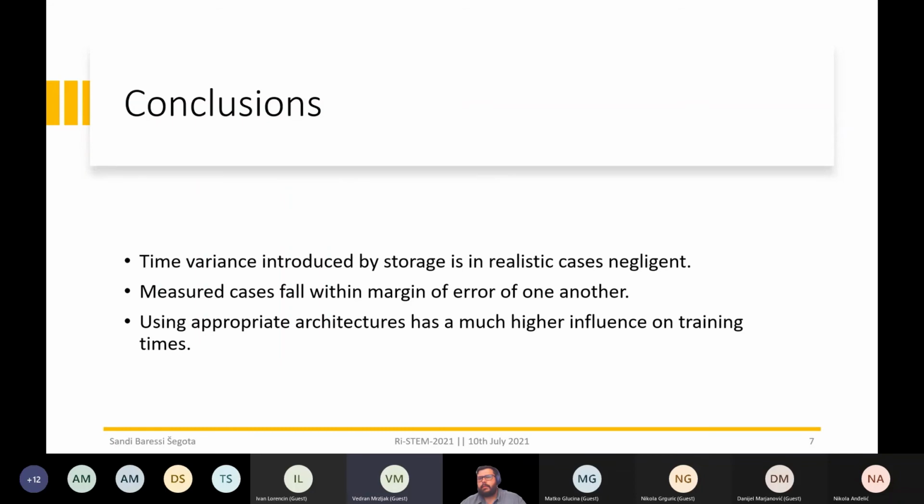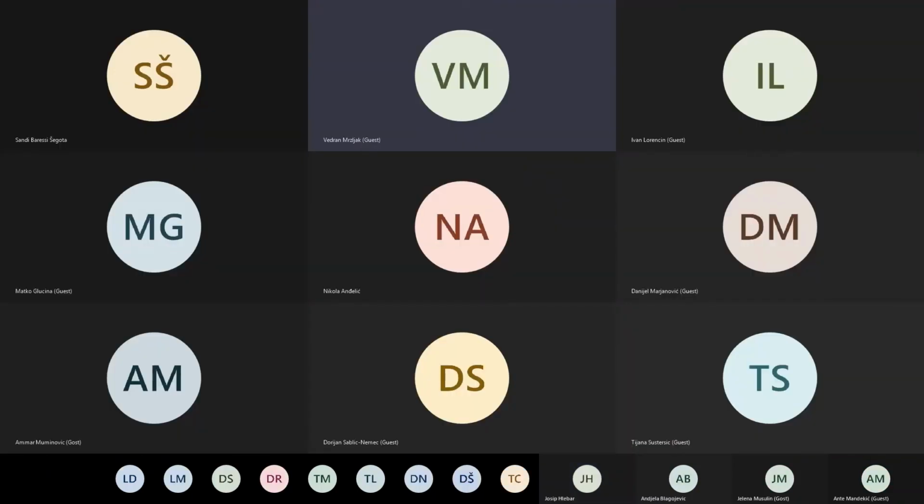Okay, thank you, Sandy. Do we have any questions related to this presentation? Okay, if there are no questions, then we will continue and go on to the second paper, forest cover type prediction based on cartographic parameters using neural network. Colleague Lazar Dasic will present his paper.